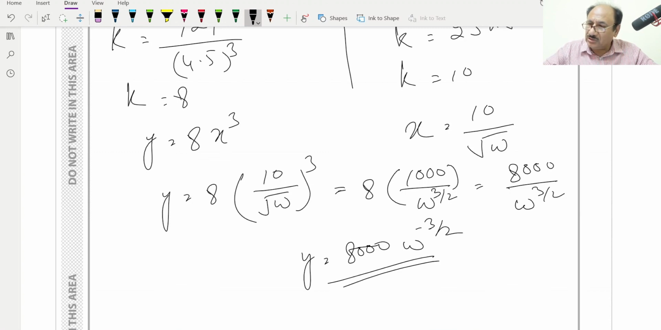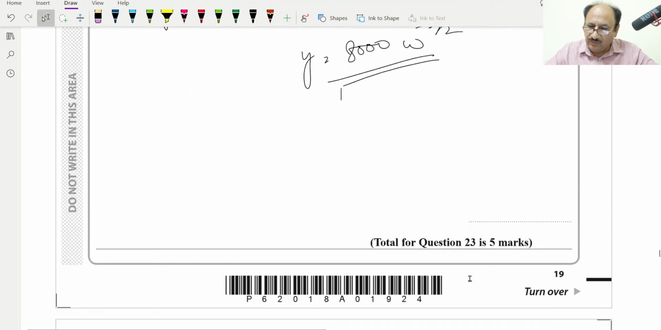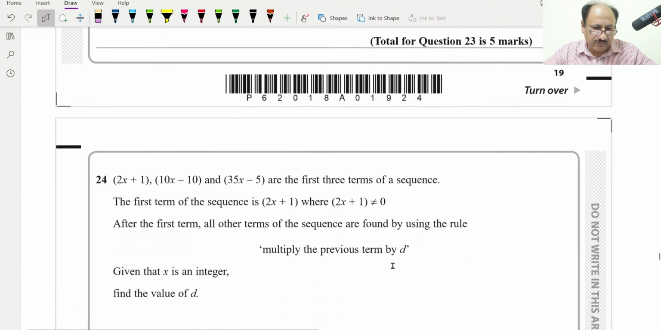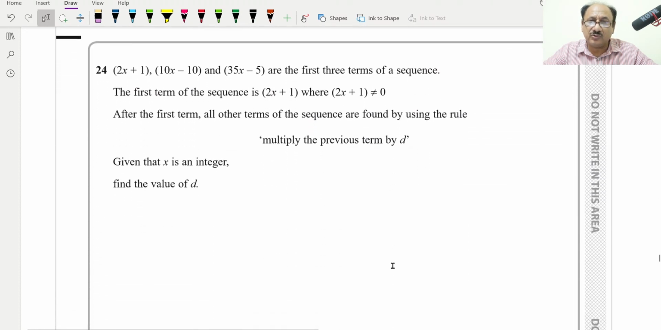This will be the equation which we were supposed to find, and we can write here y is equal to 8000 w raised to minus 3 over 2. This will be our final answer for this question. Hopefully you understood this.